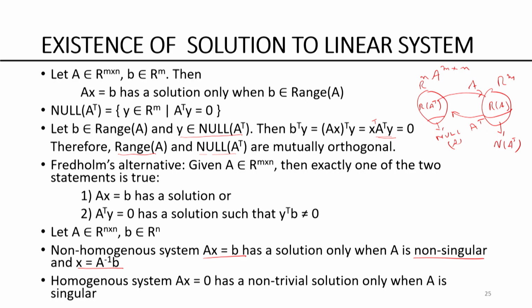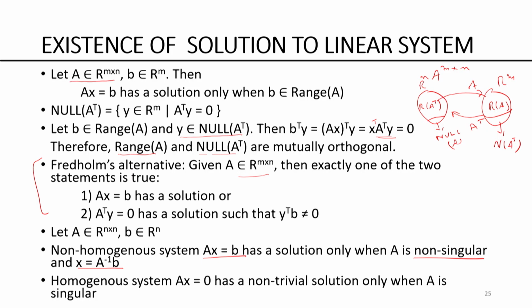This is a fundamental result in linear algebra called Fredholm's alternative. Given a matrix A that is m by n, which is what this picture is all about, exactly one of two statements is true. Either Ax = b has a solution, or A transpose y = 0 has a solution such that y transpose b is not equal to 0. I want you to think about that. So this is the general relation for the existence of a solution of Ax = b when in general A is m by n.